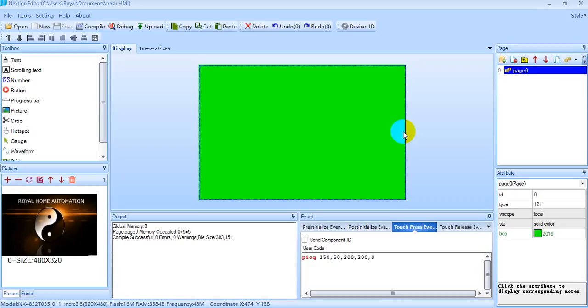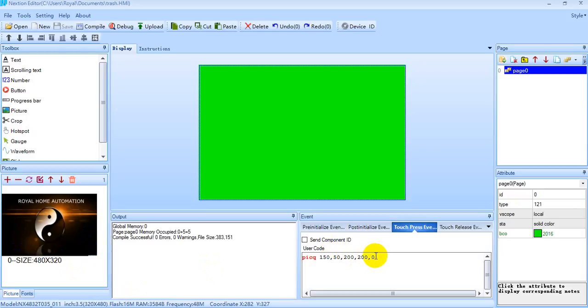So I'm just gonna go ahead and show a quick example here. On my green screen, I have it as a PICQ. I want the X coordinate starting point to be 150. The Y coordinate starting point would be 50. And I want it to be 200 wide, 200 width and height. And then the zero goes over here for your pictures. So the picture we're looking at, this would be picture zero here.